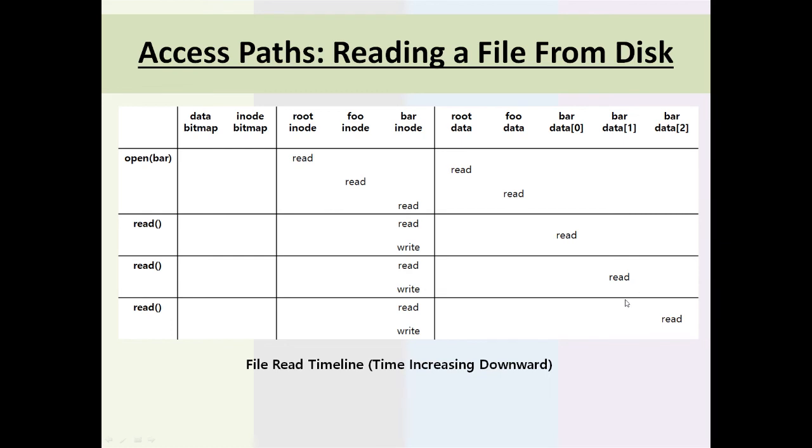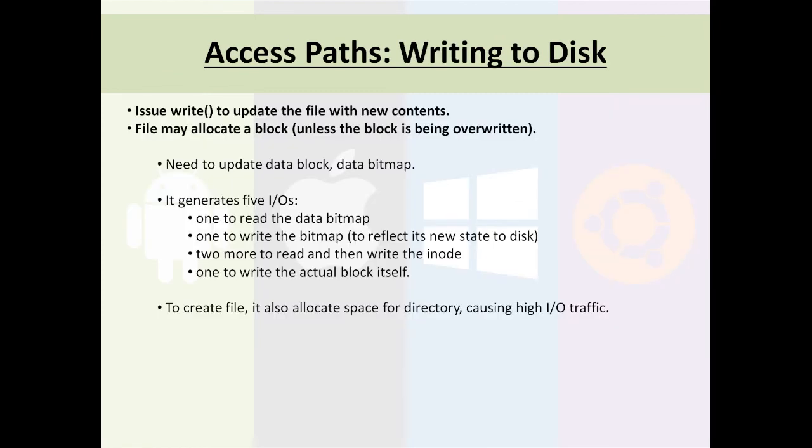Now, at some point, the file will be closed. Okay. Now, there is much less work to be done here. Clearly, all that needs to be done is simply that the file descriptor should be deallocated. Okay, so the next question would be, what's the process for writing to disk? In order to write, we have to issue the write system call to update the file with the new contents. Now, this file may require the allocation of a new block unless you are overwriting a pre-existing block.